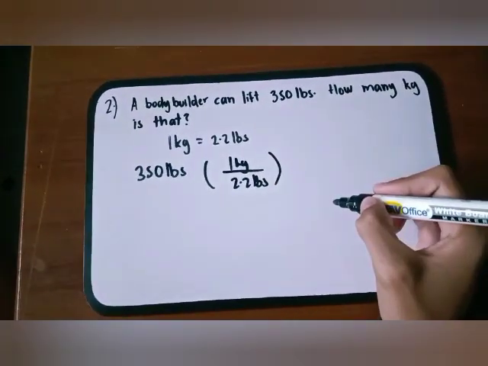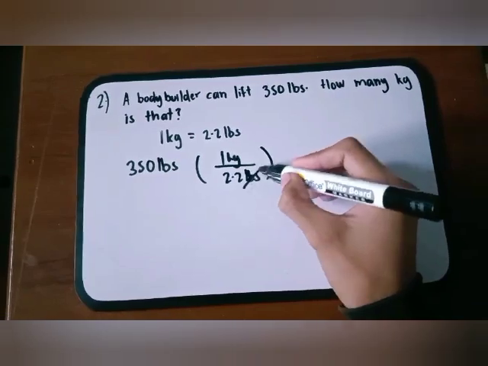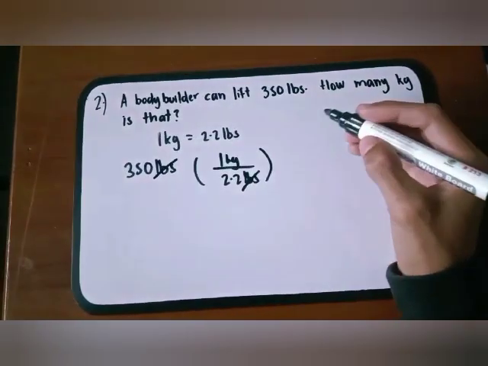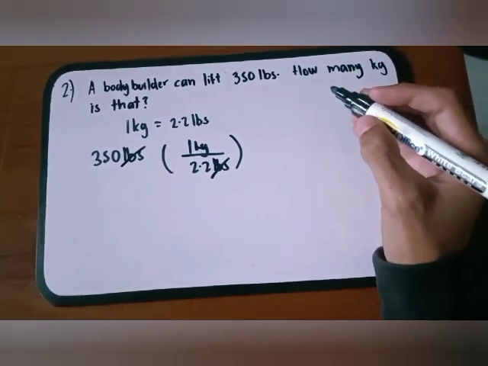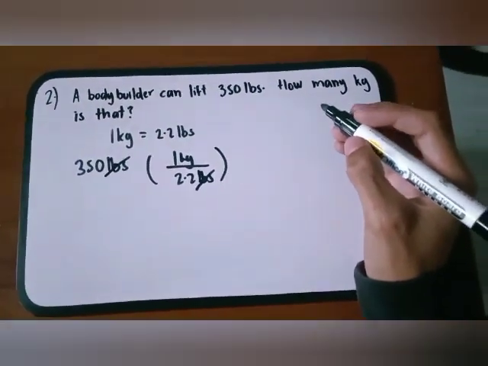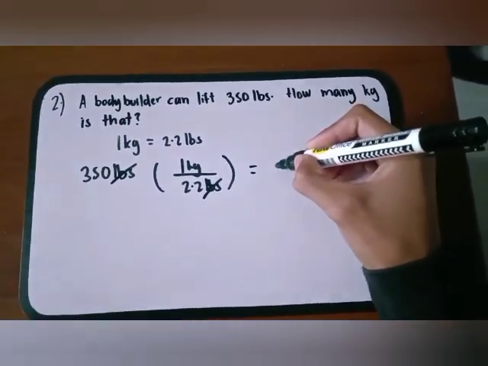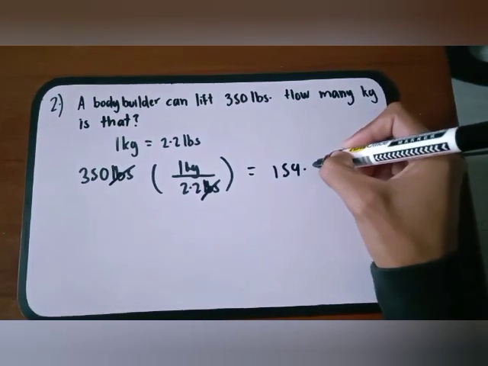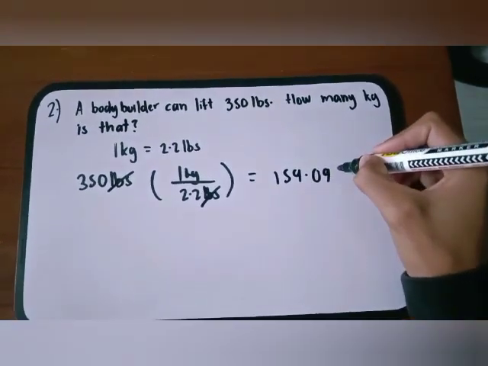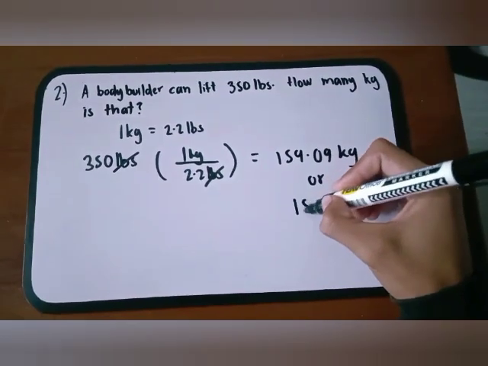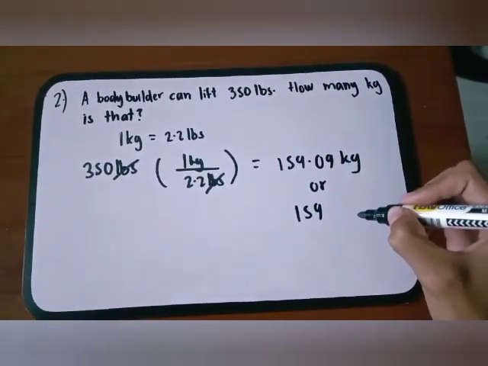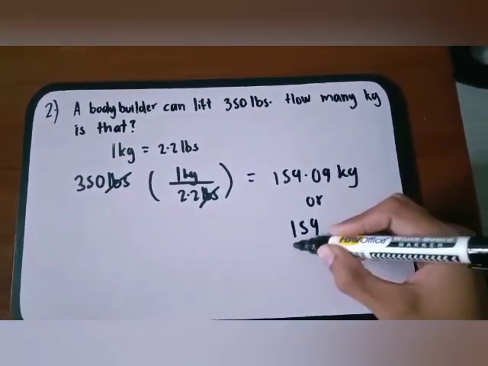And then we just simply cancel pounds. And in this case, we just divide 350 by 2.2, and it will become 159.09 kilograms, or 159. So this will be the final answer.